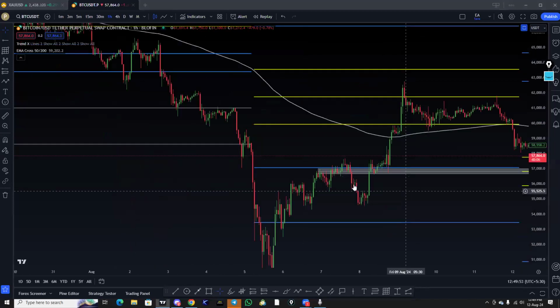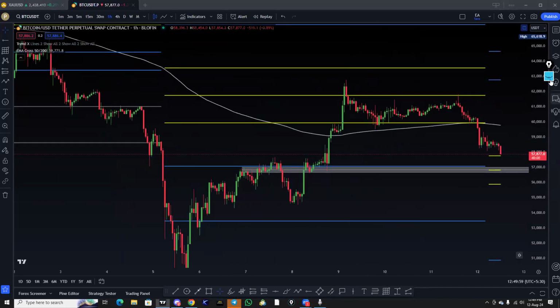I told you this condition. Why did I mark this zone and not this one? Before going up, it took support at these levels. So when I saw this was the level, we can say this is the strong level for the week. This week, we'll see how it will react when it comes to this zone.